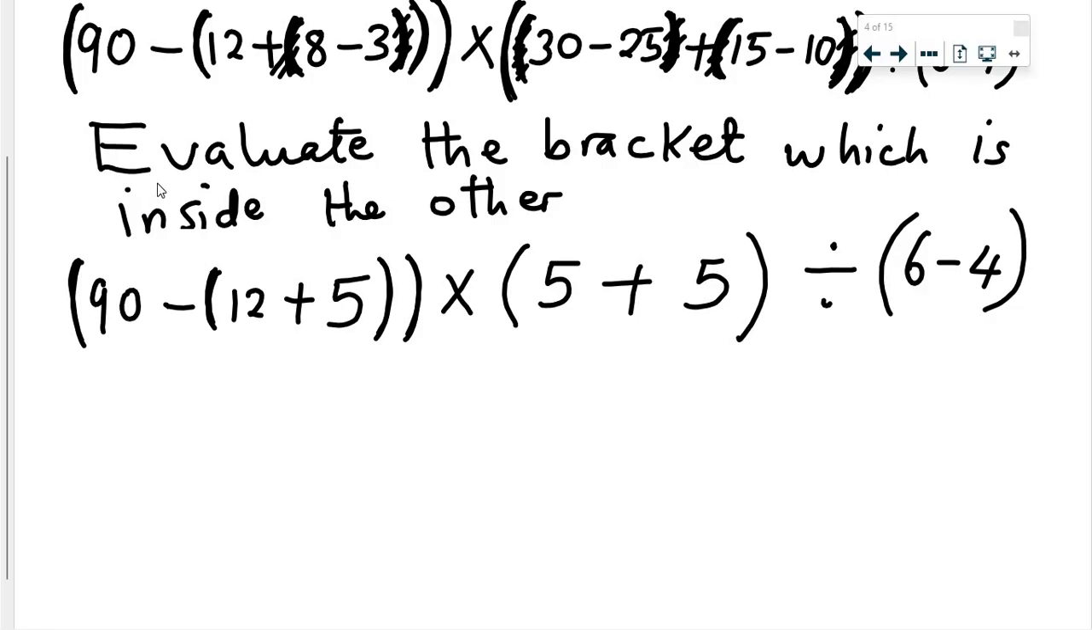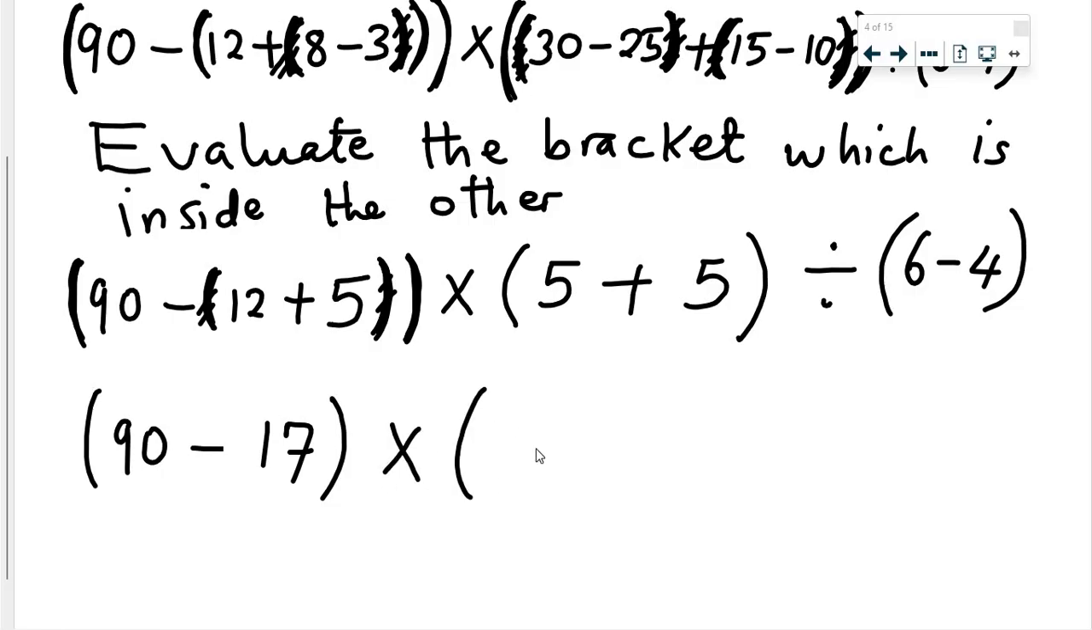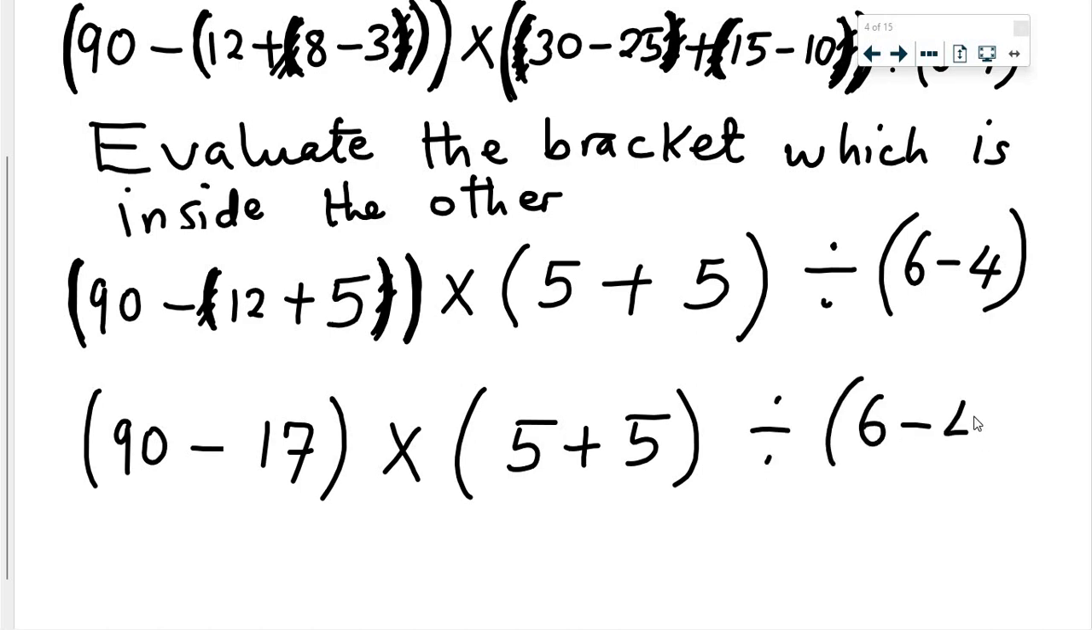So again we start, evaluate the bracket which is inside the other. So this bracket is inside this bracket. So this bracket is to wait. 90 minus. The moment you reach here, you need to evaluate 12 plus 5, that is 17. The moment you write 17, this bracket is no more, has gone off. So close the bracket here, then into 5 plus 5 divide by 6 minus 4.